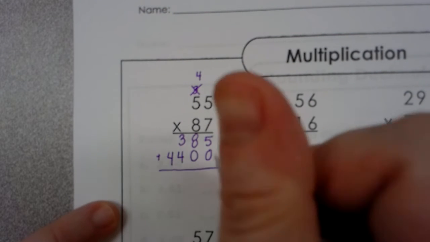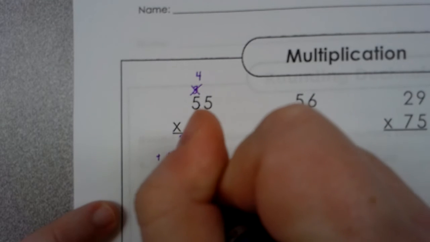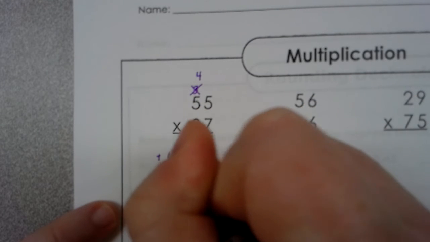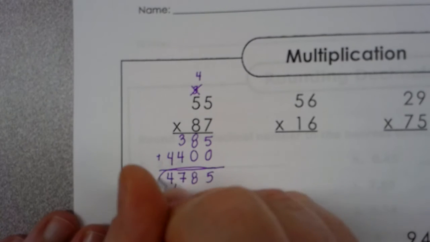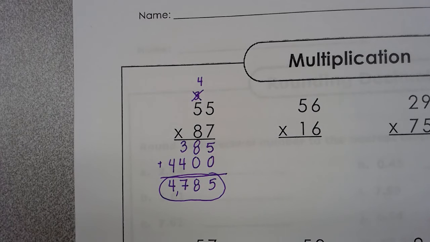Now I add 5, 8, 3 and 4 is 7, 4. Now see, everything is lined up nice and neat. We're not crooked. We're not going sideways. We are nice and neat. All right, please also remember to put that comma in after every third number like that.